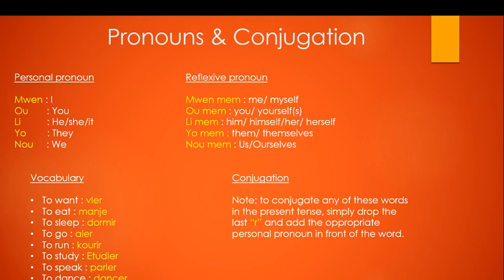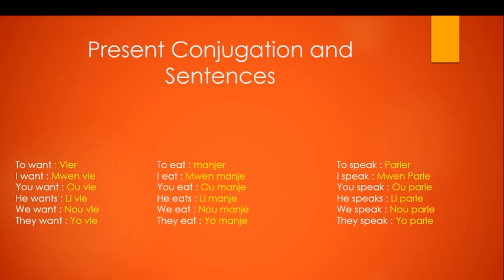Let's look at some examples. So for present conjugation and sentences, let's look at some of those. We looked at to want is vle. I want is moi vle. Moi is I, and vle is to want. Remember, we just dropped the R. So you want, ou vle. He wants, or she wants, or it wants, is li vle.